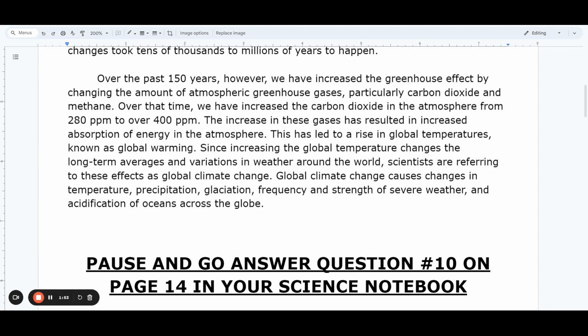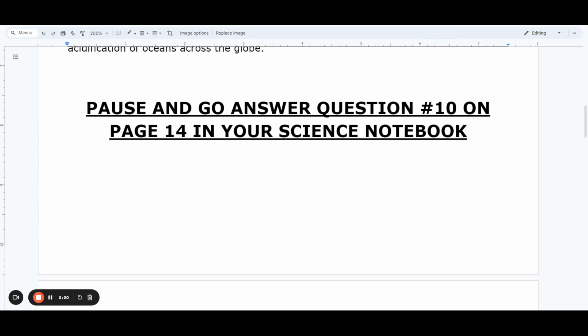Since increasing the global temperature changes the long-term averages and variations in weather around the world, scientists are referring to these effects as global climate change. Global climate change causes changes in temperature, precipitation, glaciation, frequency and strength of severe weather, and acidification of oceans across the globe. Pause and go answer question number 10 on page 14 in your science notebook.